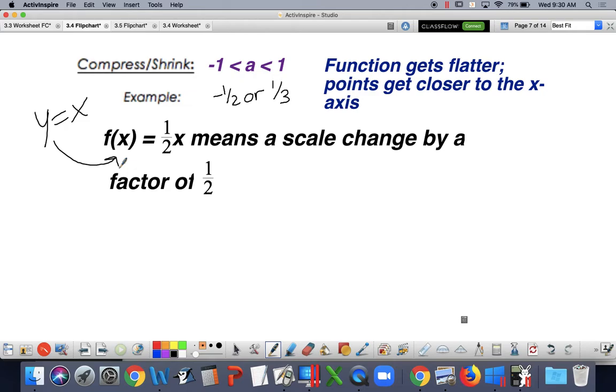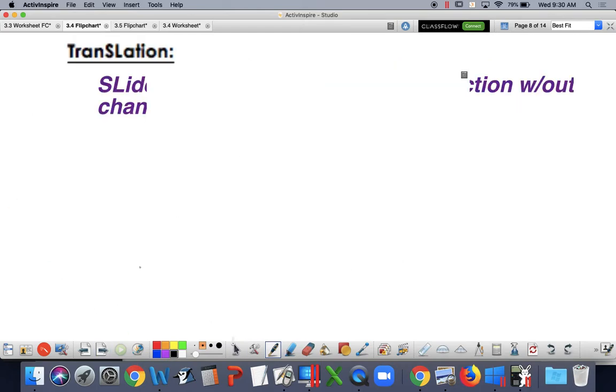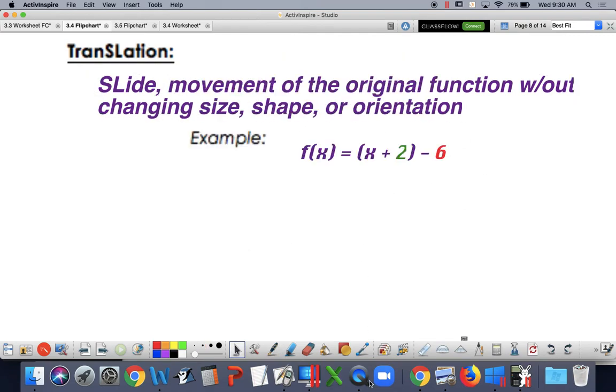Now our very last new vocab word, no, I did not spell it wrong. It is called a translation. So a translation is a slide. It could be left, it could be right, it could be up, it could be down. It's a movement of my original function.